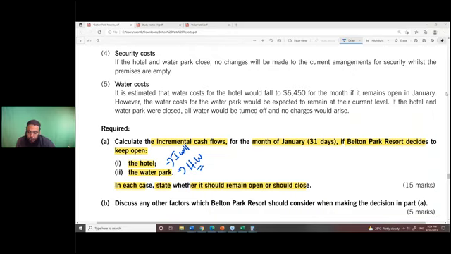All short-term decisions will be made on the relevant cost basis. Short-term, Umar.